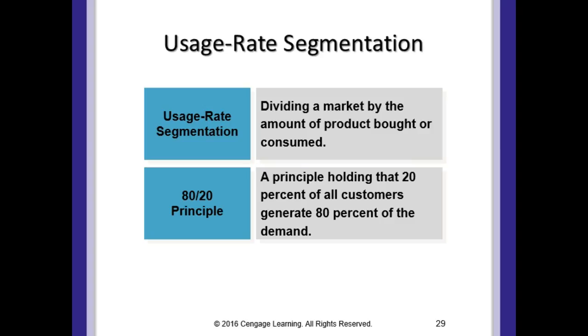Going through these quickly. By the way, you should definitely be able to differentiate some of these different types of segmentations. It would make sense to know the differences between these, whether for the matching vocabulary portion or a short answer segment. User rate segmentation breaks people down based upon how much and how often they buy. The 80-20 principle, sometimes called the 80-20 rule, states that 20% of all customers generate 80% of the demand.